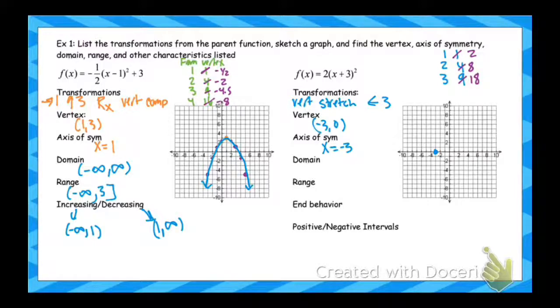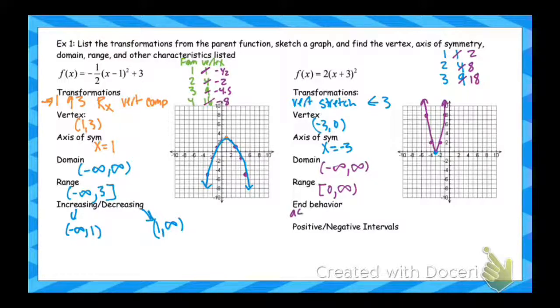So what I'm going to do is from the vertex, move right 1 and up 2. From the vertex, right 2 and up 8. And then I'm going to have those same points on the other side of the axis of symmetry. Domain, negative infinity to infinity. Range, bottom to top, with a bracket because it does touch that point.